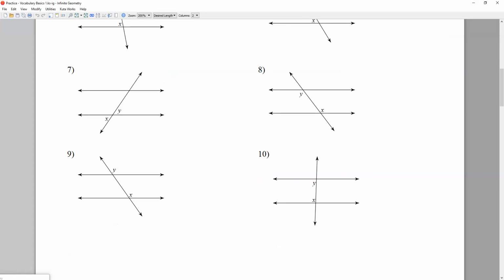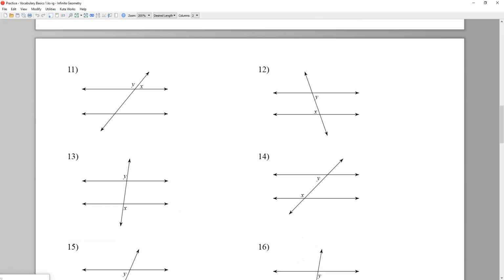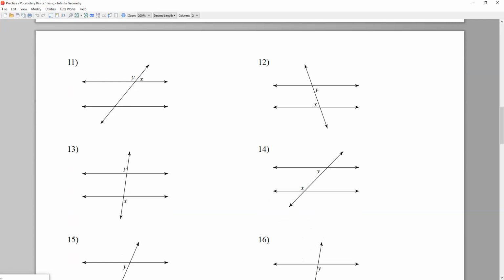Okay. Number 7, those are vertical angles. Number 8, those are alternate interior angles. Number 9, those are corresponding angles. Number 10, those are same side interior angles. Number 11, those are adjacent angles. They make a linear pair.